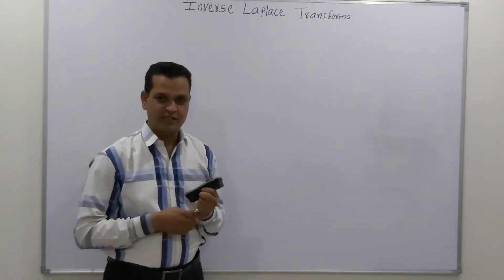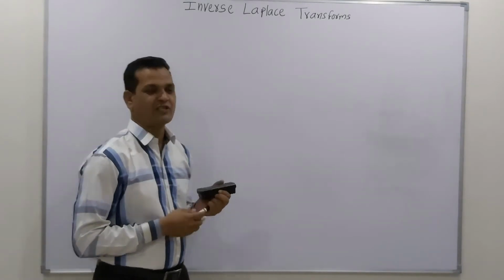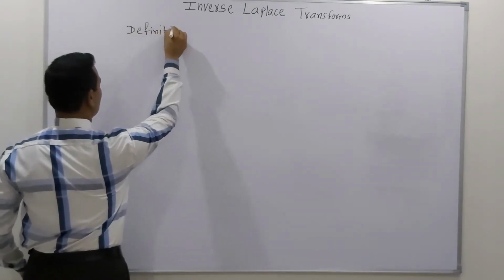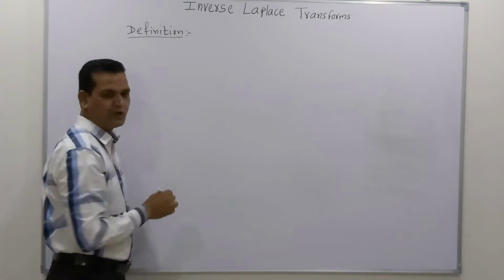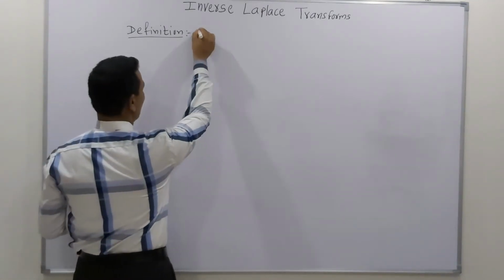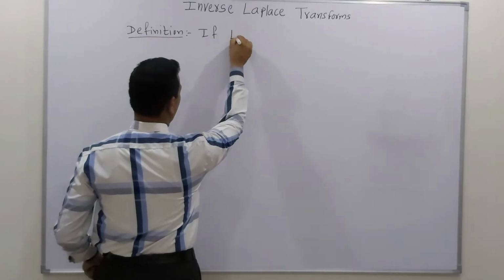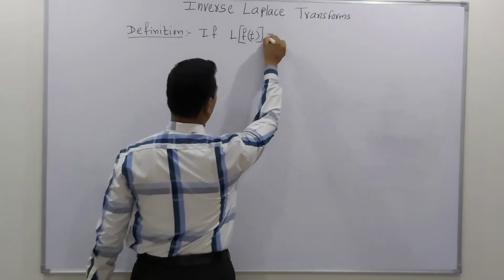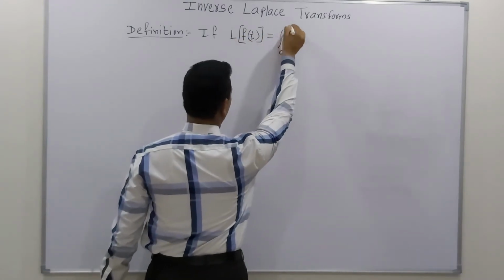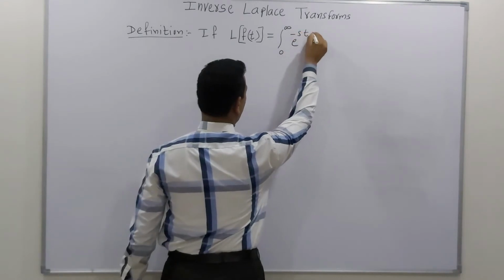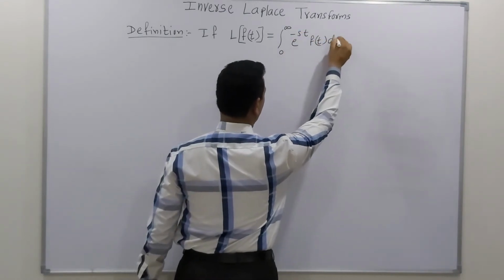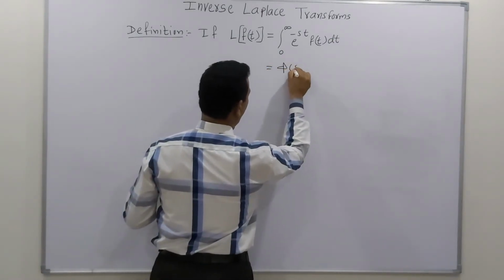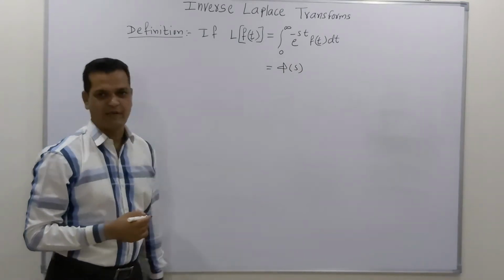So now let me start this concept with the definition of Laplace transformation. So first thing is the definition. If the Laplace transformation of f of t is equal to integration from 0 to infinity of e raised to minus st f of t dt, we know that this is the definition of Laplace transformation, and we denote this by phi of s.